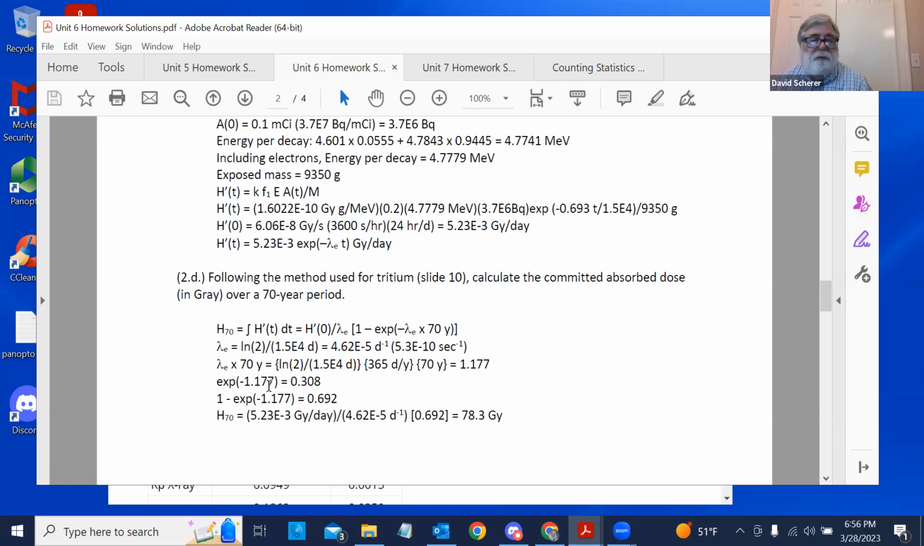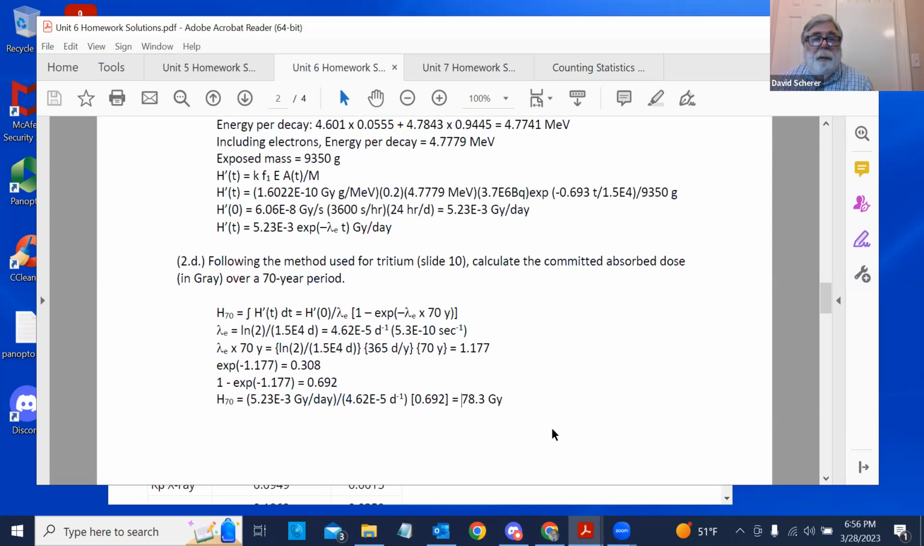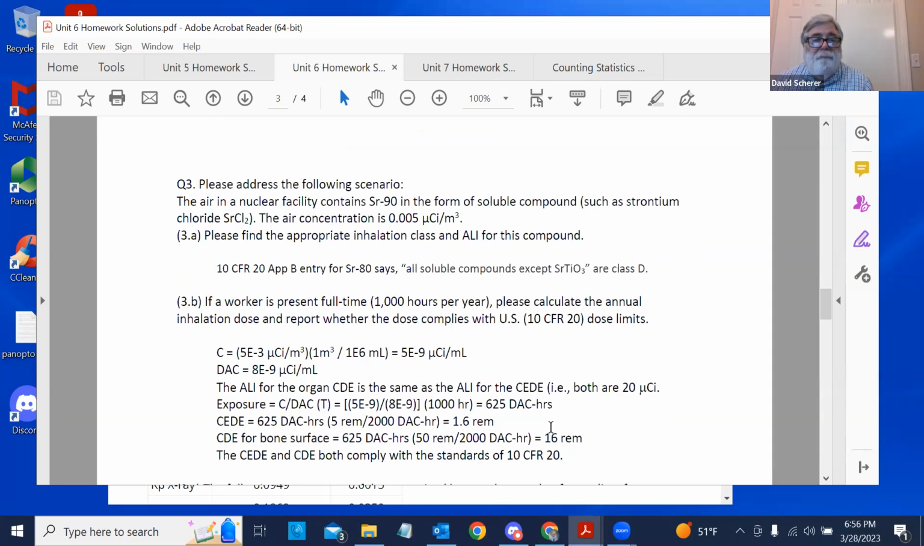This is just another example of doing a sanity check. I just took the initial dose rate and asked, if there wasn't any decay, what would it end up being? And then it's a few times more. It's 70% of that value that ends up being the right answer. Okay.